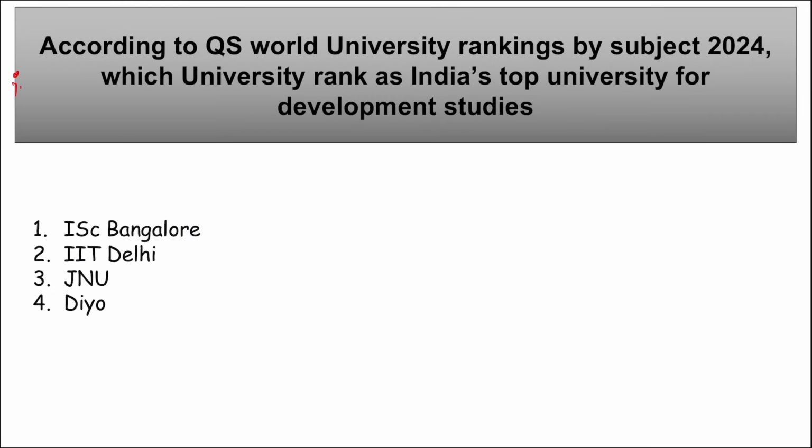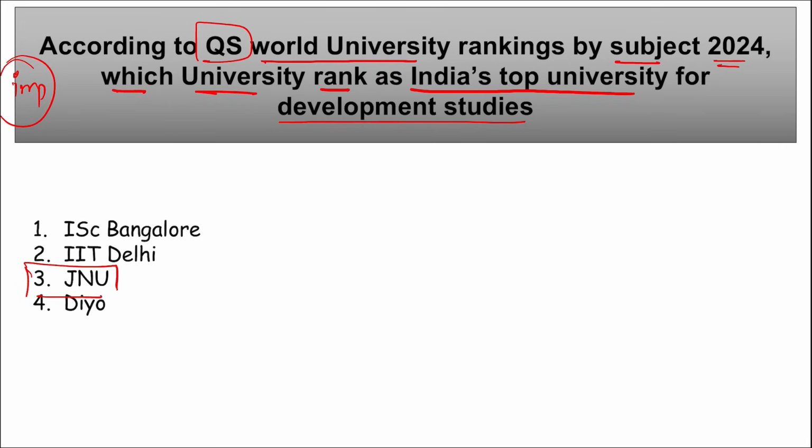Next question, and this is important, take a note of this. According to the QS World University Ranking by Subject 2024, which university ranked as India's top university for development studies? For development studies in this particular area, correct? Which Indian university has topped the Indian ranking here? It is JNU, right? Let me show you here.